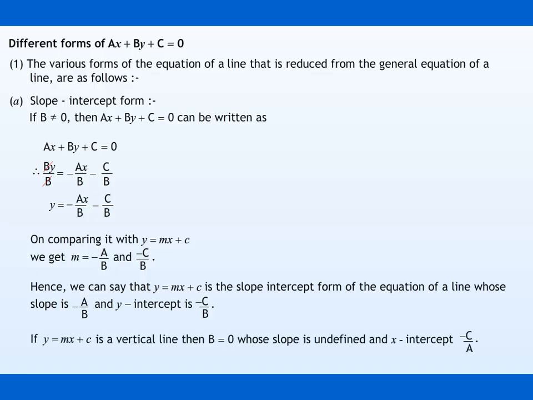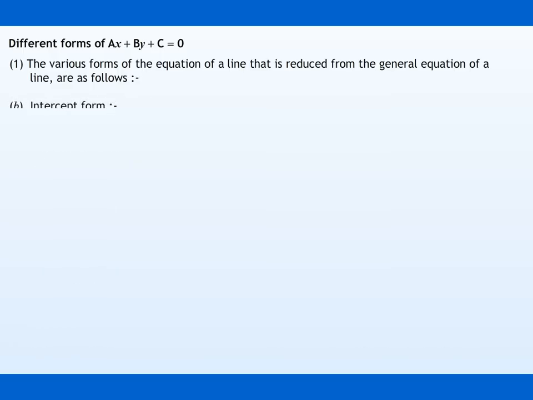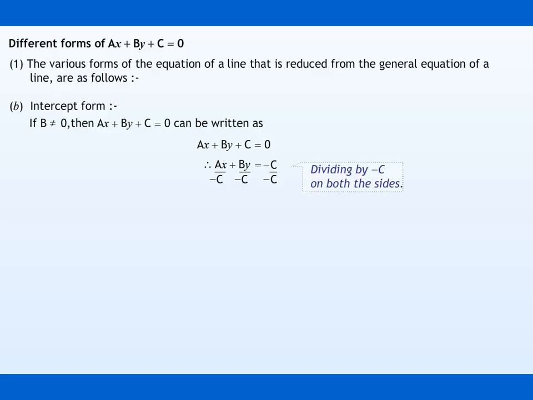If the line is a vertical line, then b is equal to 0, whose slope is undefined and x-intercept is minus c by a. B. Intercept form. If c is not equal to 0, then ax plus by plus c is equal to 0 can be written as ax plus by is equal to minus c. Therefore, ax upon minus c plus by upon minus c is equal to minus c upon minus c, dividing by minus c on both the sides. Therefore, x upon (minus c upon a) plus y upon (minus c upon b) is equal to 1.